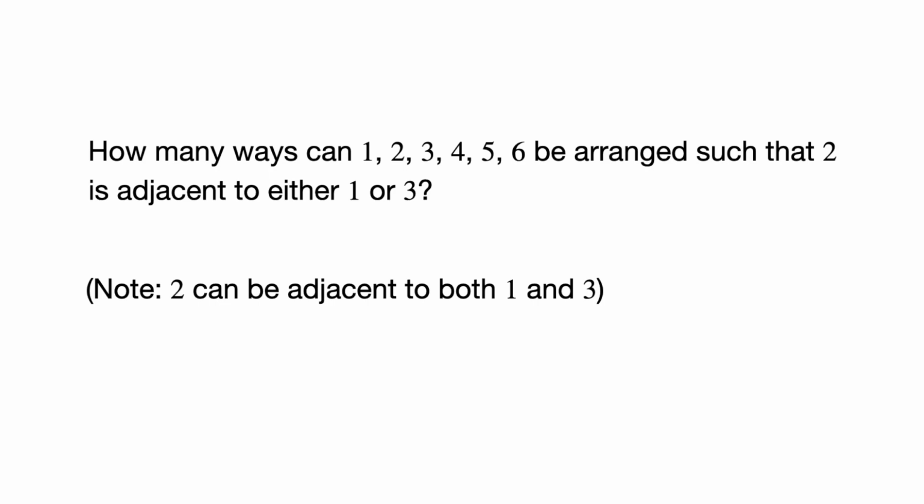Today, we'll be looking at a problem dealing with combinations, which is a subtopic of probability. So the question reads, how many ways can 1, 2, 3, 4, 5, and 6 be arranged such that 2 is adjacent to either 1 or 3? And note that 2 can be adjacent to both 1 and 3.